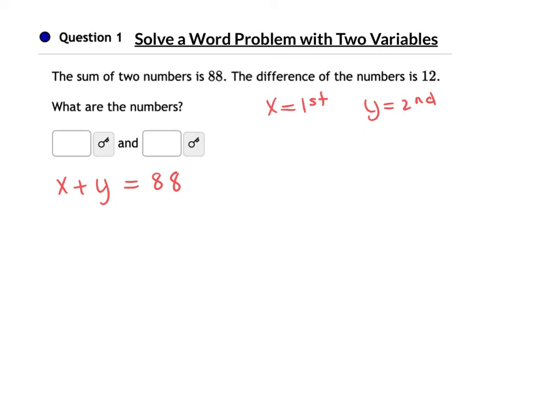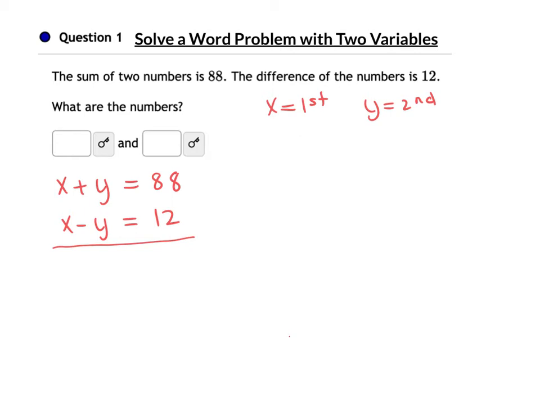The difference of these numbers, difference means subtract, sum means add, difference means subtract. So I'm going to subtract the numbers, x minus y. The difference of those numbers is 12. Notice how the variables are lined up. This is a problem you want to solve with elimination.